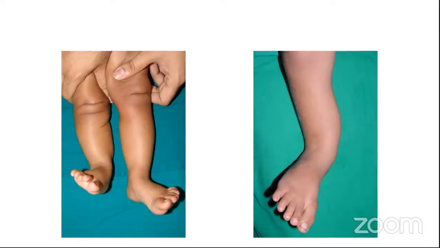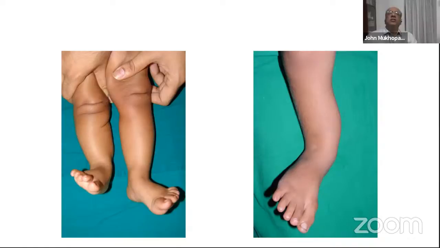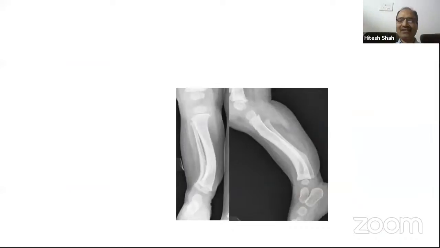So there is bowing of the tibia. Convexity is towards the medial side. Is it just medial, or do you think there will be something else to it? On this view, maybe you can't tell for sure. Okay.